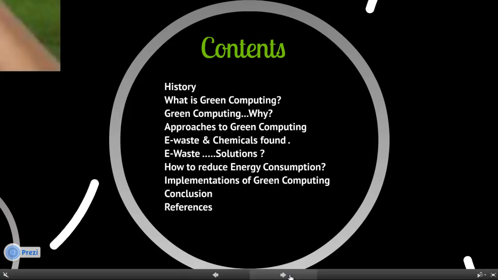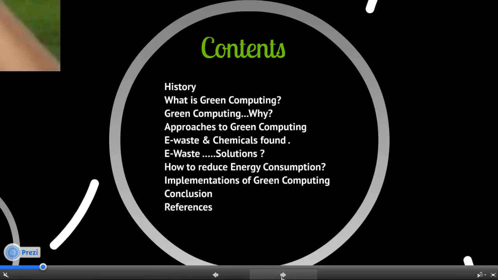These are the contents I am going to deliver to you today. Among these, two of the topics will be handled by another teacher. So the contents are history, what is green computing, why green computing, approaches to green computing, e-waste and chemicals found, e-waste solutions, how to reduce energy consumption, implementations of green computing, conclusions and references.